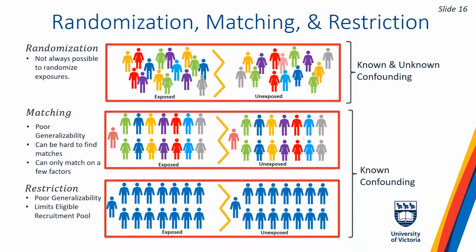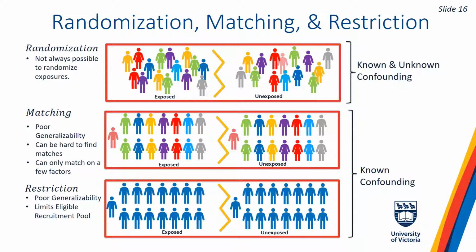Randomization reduces the potential for confounding by randomly distributing across all characteristics, thus eliminating both unknown and known sources of bias. Matching and restriction, on the other hand, only address known sources of bias and do so at the expense of representativeness. Matching does so by ensuring that individuals in the exposed and unexposed groups are matched one-to-one across key confounding characteristics. This ensures that confounding variables are evenly distributed.